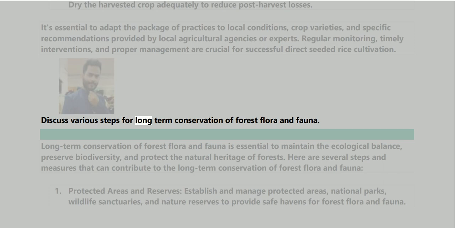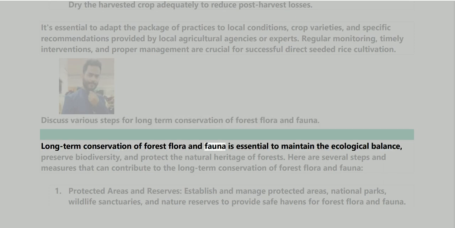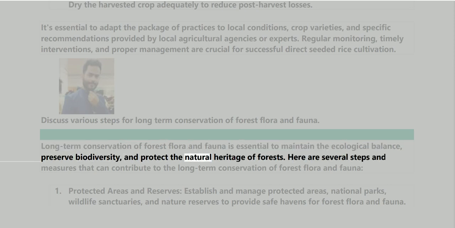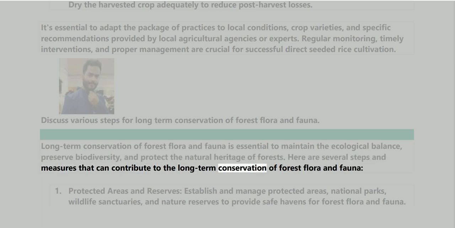Discuss various steps for long-term conservation of forest flora and fauna. Long-term conservation of forest flora and fauna is essential to maintain the ecological balance, preserve biodiversity, and protect the natural heritage of forests. Here are several steps and measures that can contribute to the long-term conservation of forest flora and fauna.